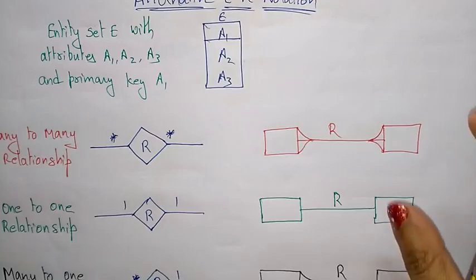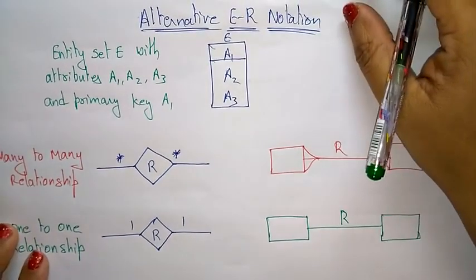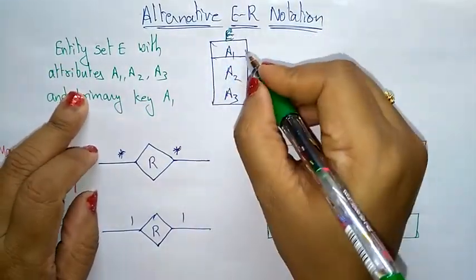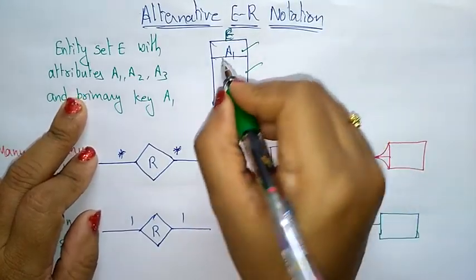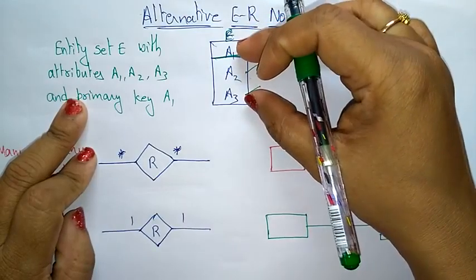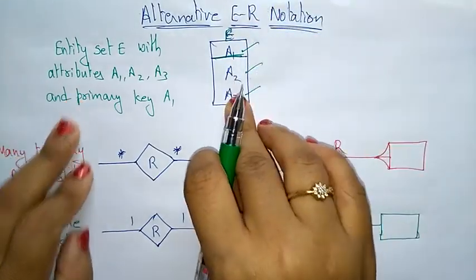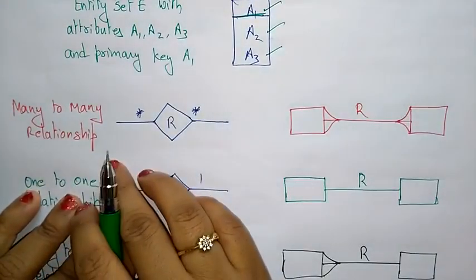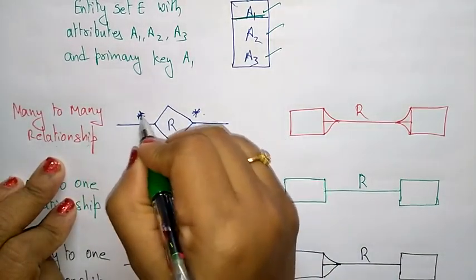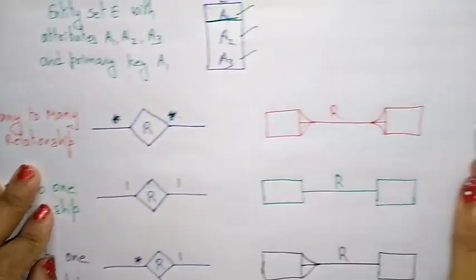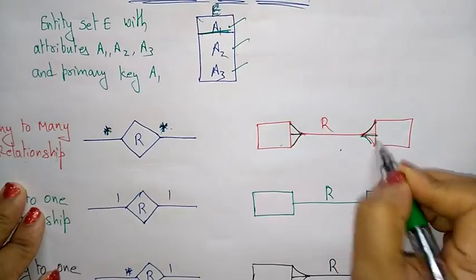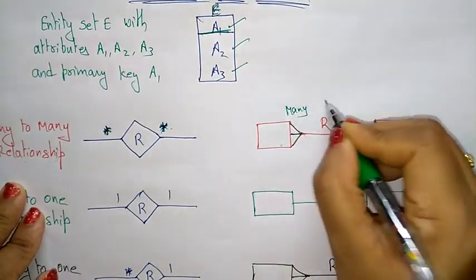Coming to some more ER notations, these are some alternative ER notations. Suppose here E is an entity set. This entity set has the attributes A1, A2 and A3, and here A1 is the primary key. This is how you represent it in tabular form: the entity set, and these will be the fields, the attributes. And if you want to represent it in ER notation, for a many-to-many relationship, this is the many symbol. Many to many. So you can also represent this in ER notation.